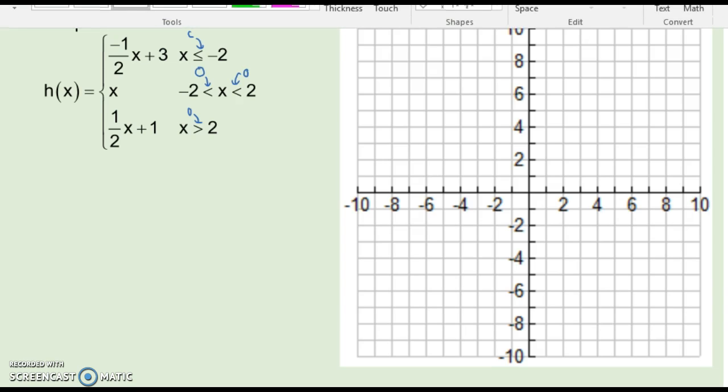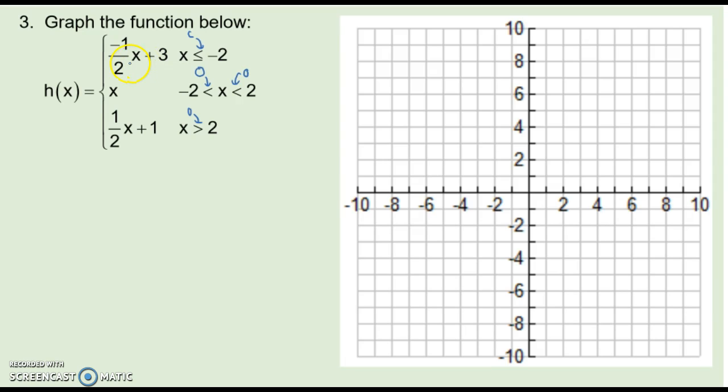So for this first one, when I have h of x equals negative 1/2 x plus 3, I know that I want the value at negative 2, so I'm going to plug that in first. Negative 1/2 times negative 2 would give me positive 1, and I add 3, that's going to give me 4. So again, it's a closed circle. I'm going to fill that in.